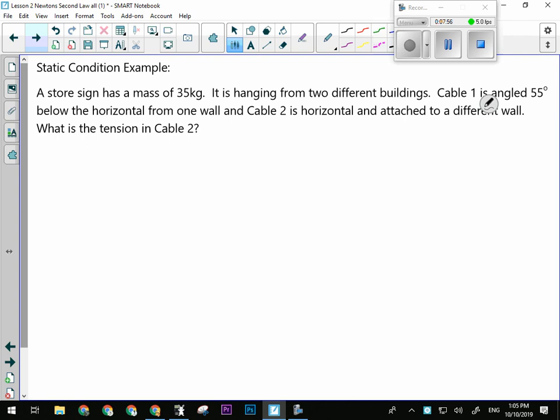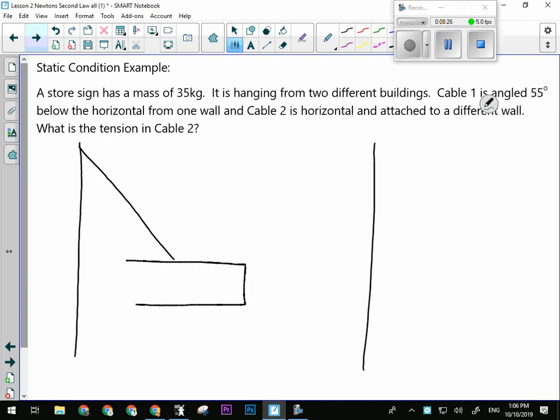So that said, I want you to try this one. A store sign has a mass of 35 kilograms, and it's hanging from 2 different buildings. One cable is angled 55 degrees below the horizontal from one wall, and the second cable is horizontal and attached to a different wall. So it looks like this. This is one wall. This is the other wall. One cable is angled like this. Here's our sign. This cable is angled 55 degrees below the horizontal. The other cable is horizontal and is attached to that wall over there.